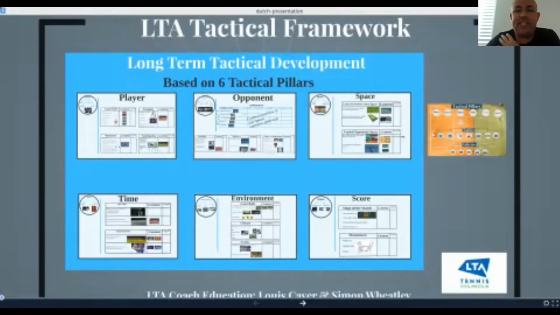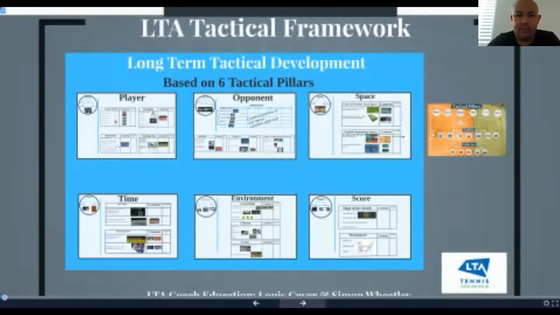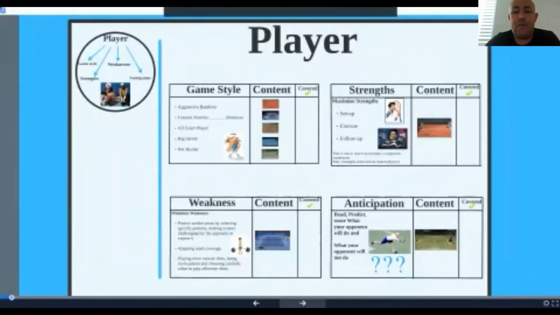So there are 6 pillars or 6 components, 6 notions I want to present to you today. The first one is around, well, we have to develop the player themselves. So I'm hoping this is going to forward on. Yeah, there we go. And there are 4 areas I want to cover in the player's tactical development.